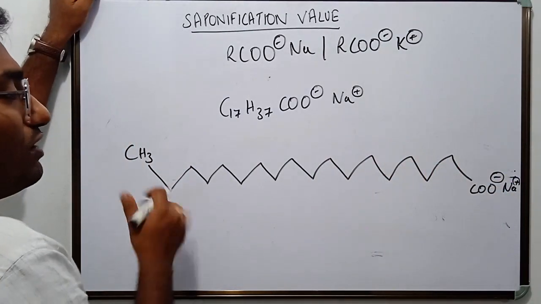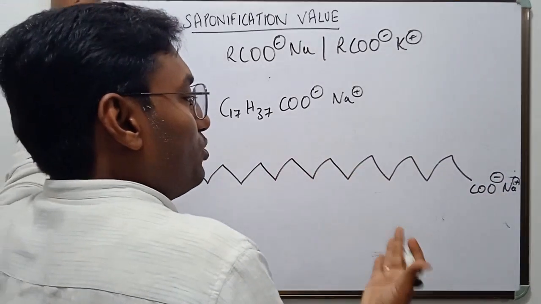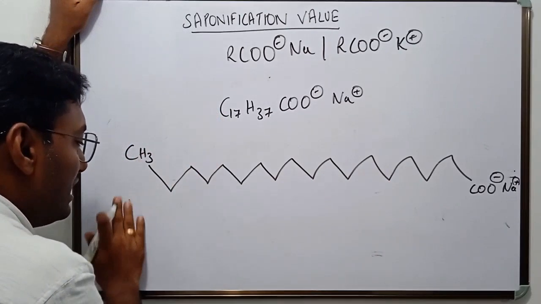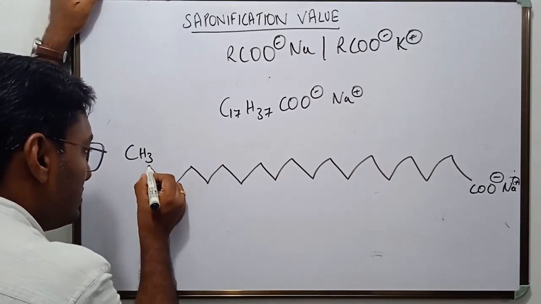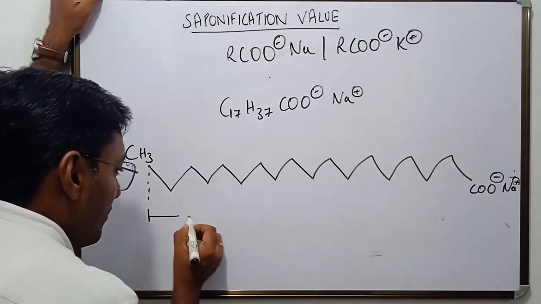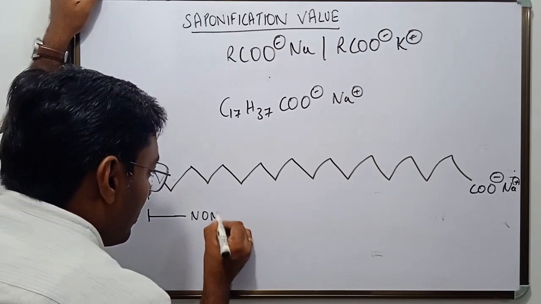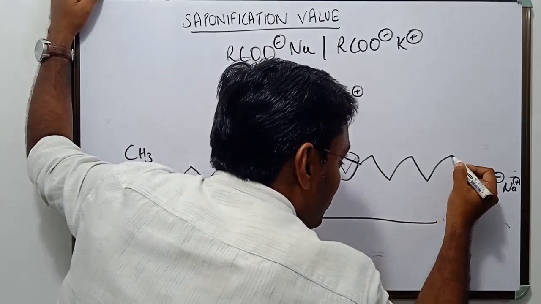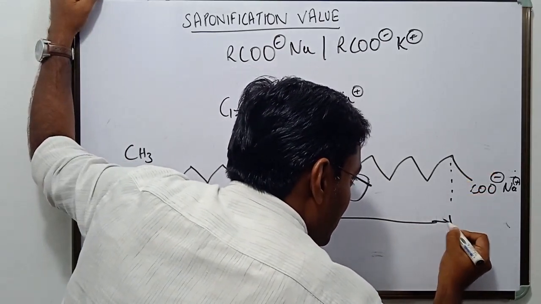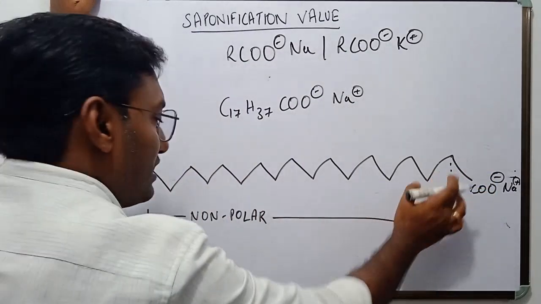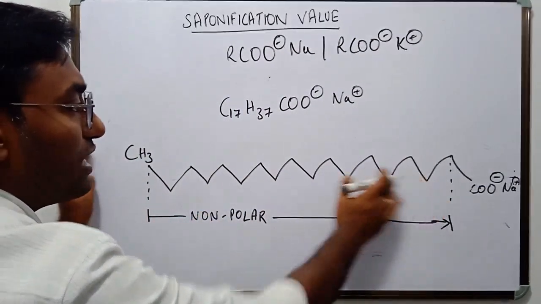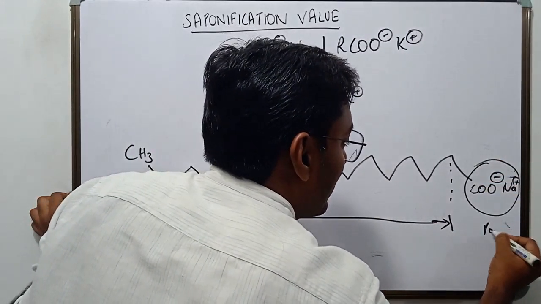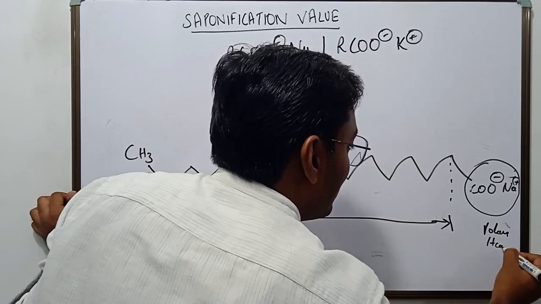This is a soap molecule. We are going to prove how it acts as a soap. What is the detergent action of the soap? What is the mechanism of action? If you see it clearly, it has two parts. The first part is the non-polar hydrocarbon tail, from here till here. And this small part here is the polar head.